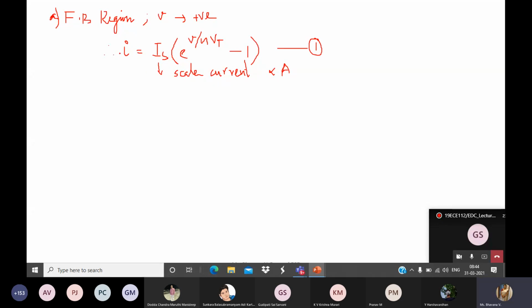You can note down: where small I is the diode current, Is is equal to a constant, and Is is known as saturation current or scale current. Now you can write down the reason why Is is called scale current.